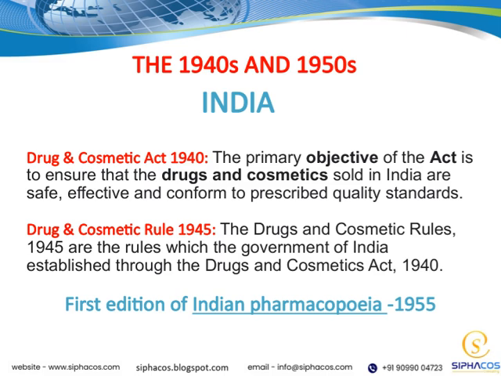Now, an important milestone in this period was the publication of the first edition of the Indian Pharmacopoeia in 1955. This was a crucial development because it set the official standards for drugs in India, helping to unify quality control across the country. Overall, the 1940s and 1950s marked a foundational era for pharmaceutical regulation in India. These laws and standards laid the groundwork for modern drug safety and quality assurance practices we see today, reinforcing the overall theme of building a robust healthcare system.